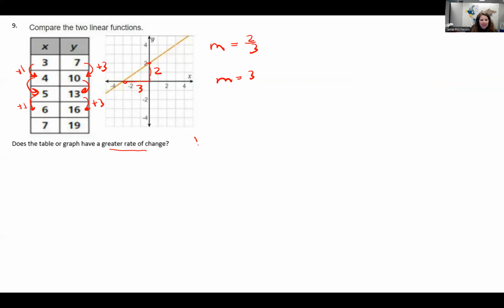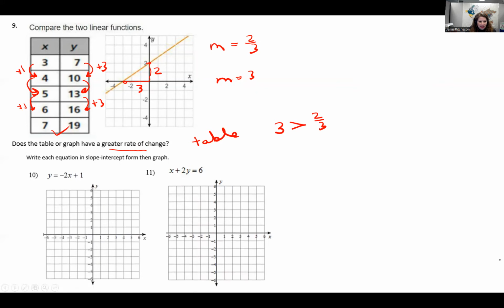That would be the table, because 3 is greater than 2/3. So this line is going to be steeper than this one. Greater rate of change. All right, number 10 and 11, we are graphing.